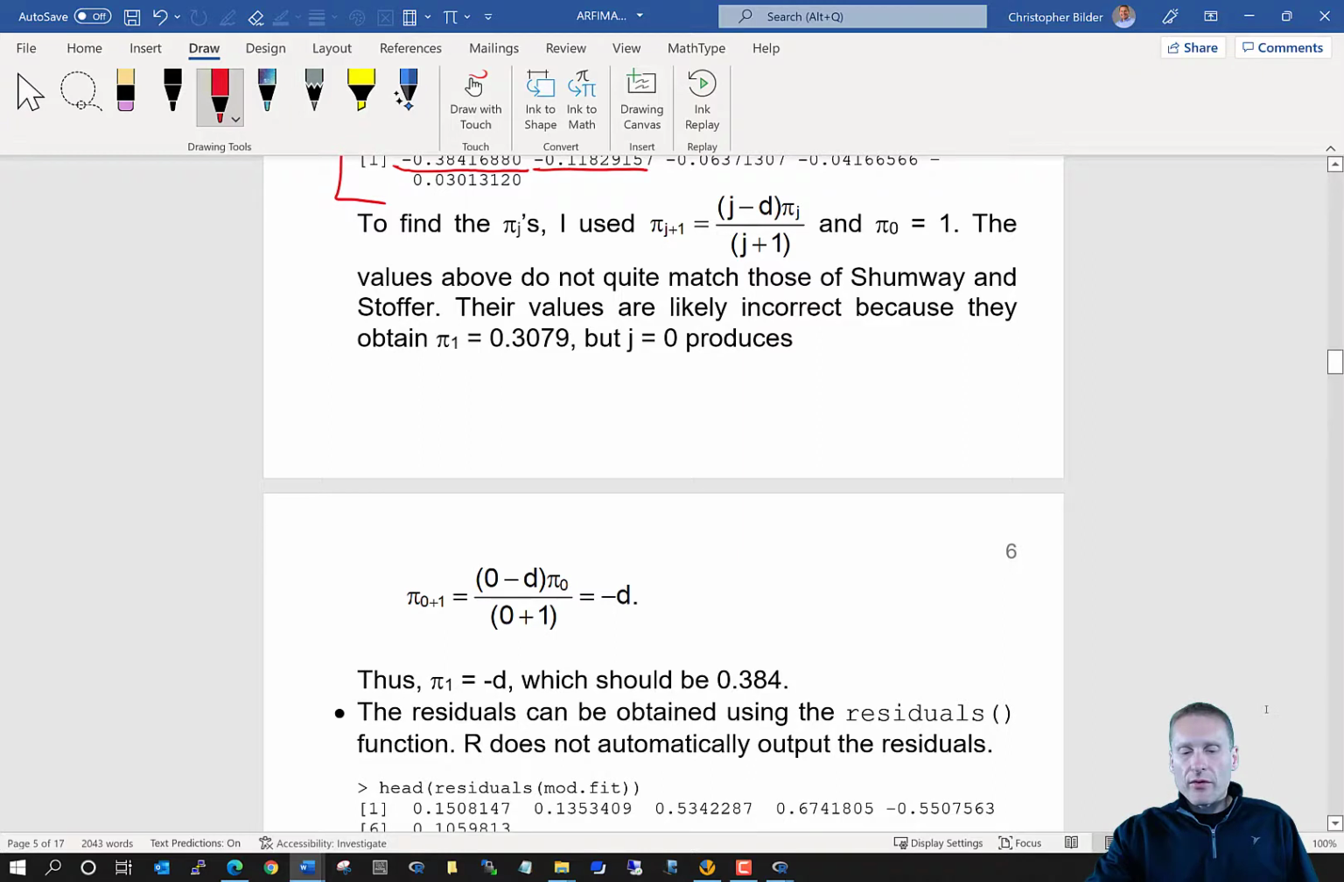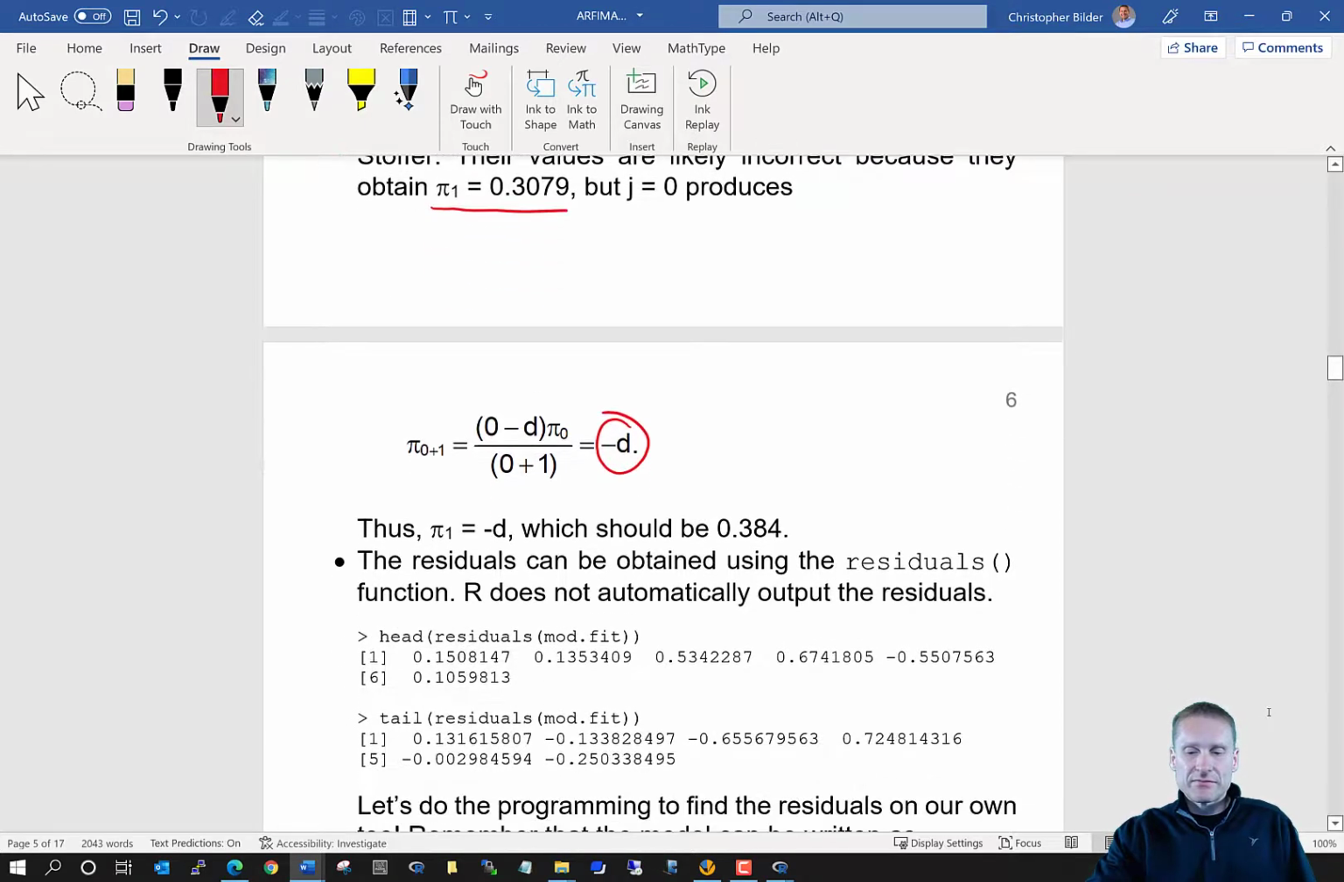Now one thing that's important to point out here is that if you take a look at the corresponding example that's in Shumway and Stoffer's book, they also try to find the pi's. In fact, they do a plot of them. But I don't think their plot is correct, because their pi 1 ends up being 0.3079. But we know that pi 1 should be negative d. So I don't think that their values are correct. I think maybe they accidentally did it wrong in their plot. Other things that I do match up, but not this. Okay.